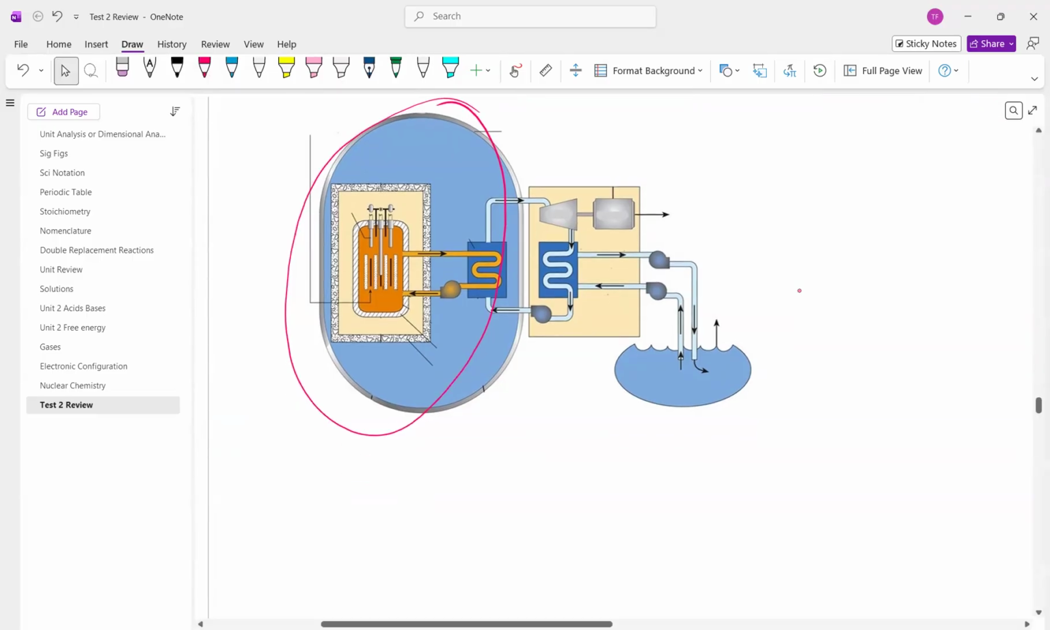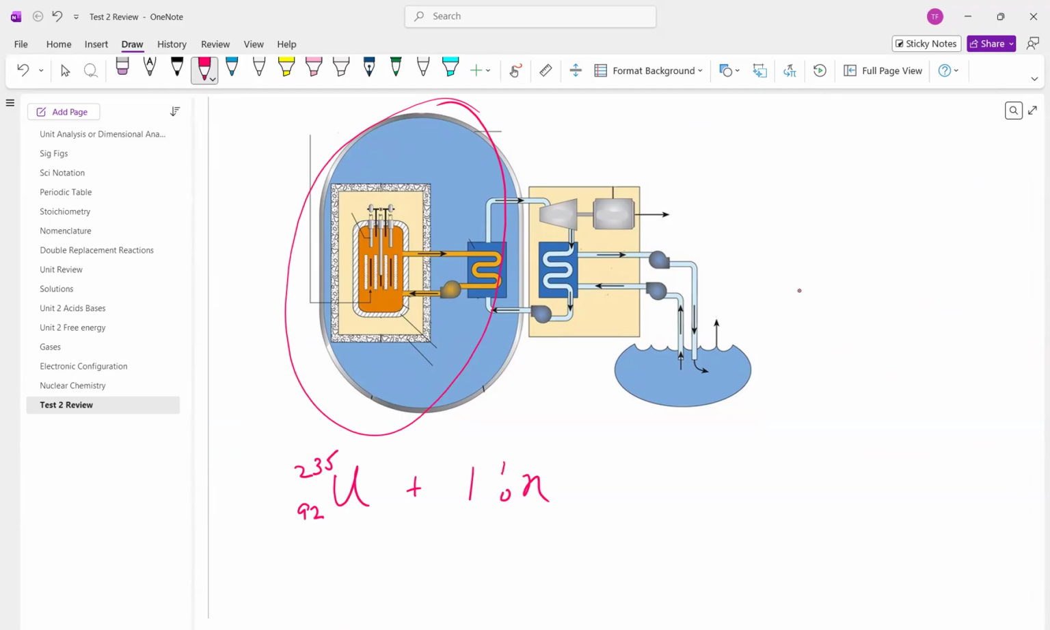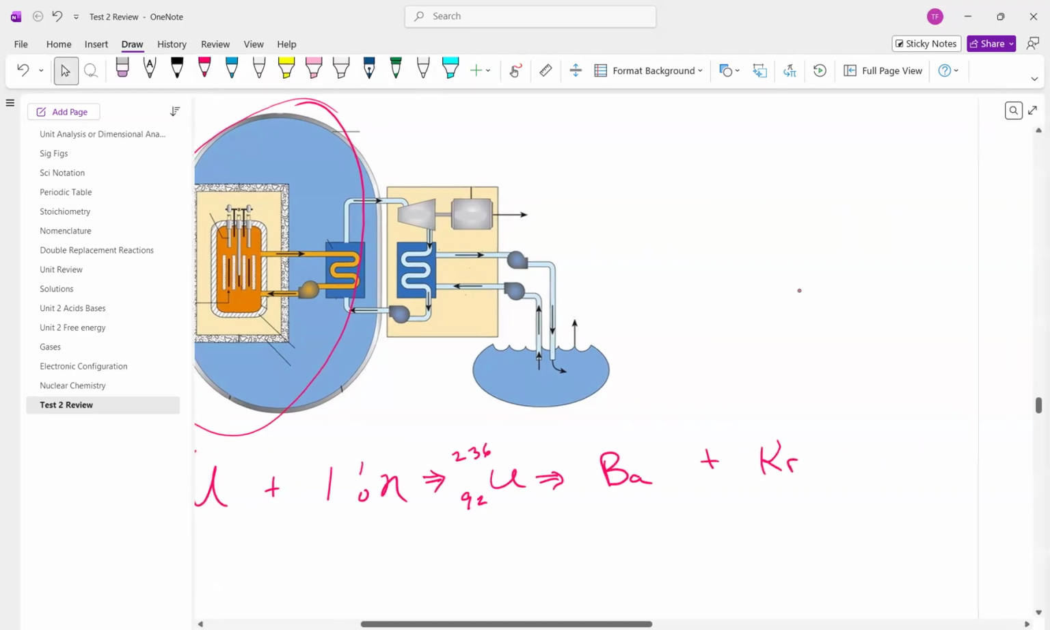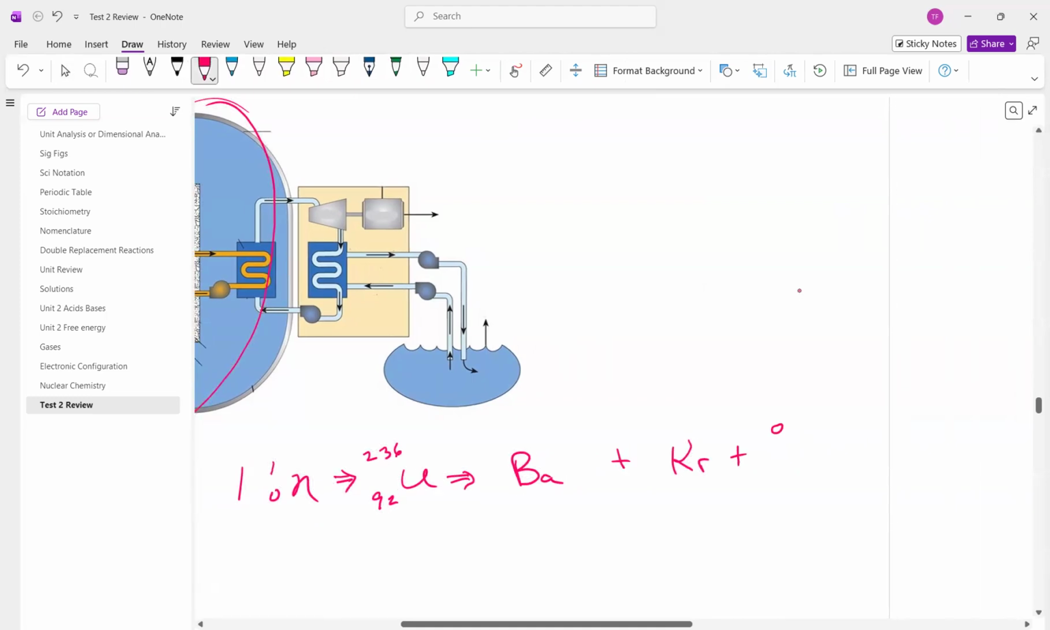Okay, so we have uranium 235 plus a neutron. That gives us U-236, which is very, very, very unstable. So it immediately goes to barium plus krypton plus gamma plus lots of heat.